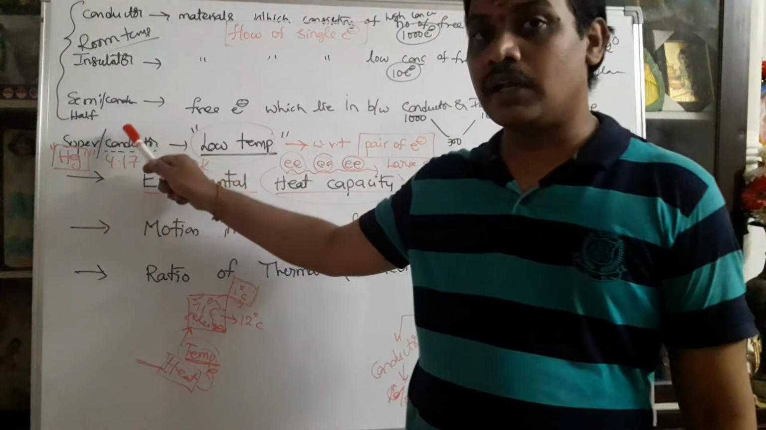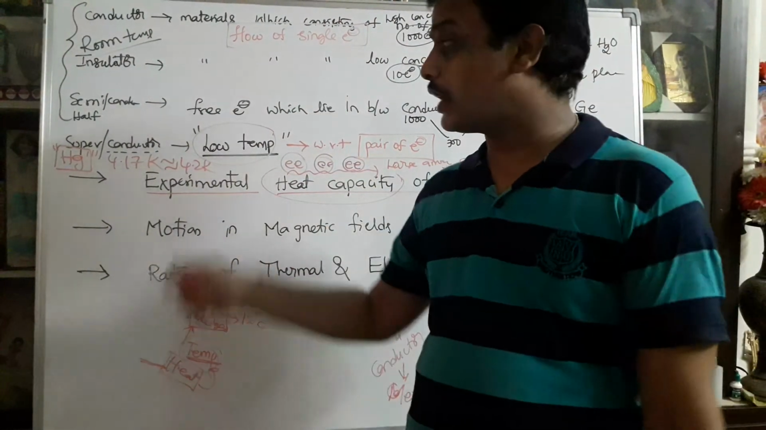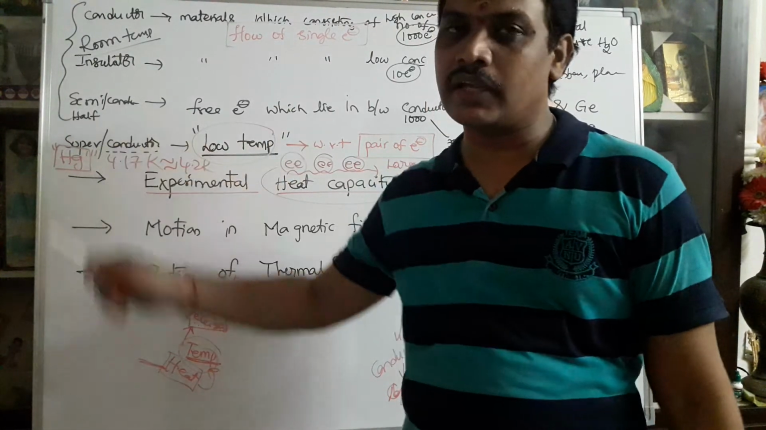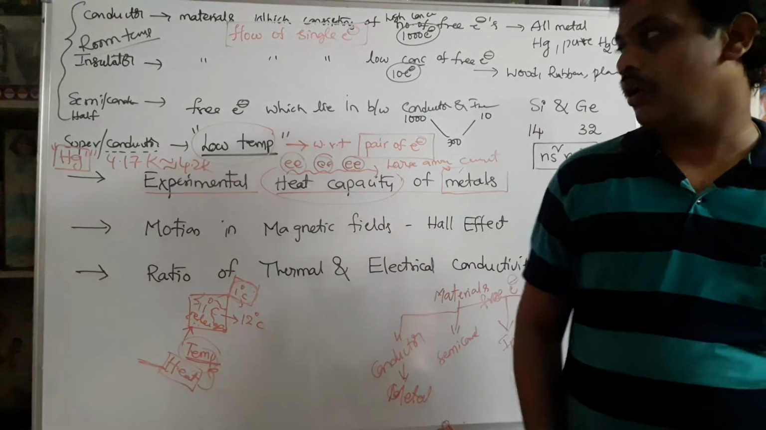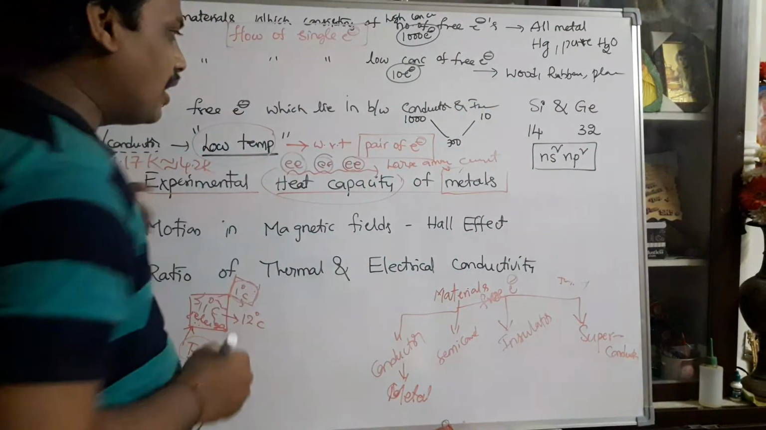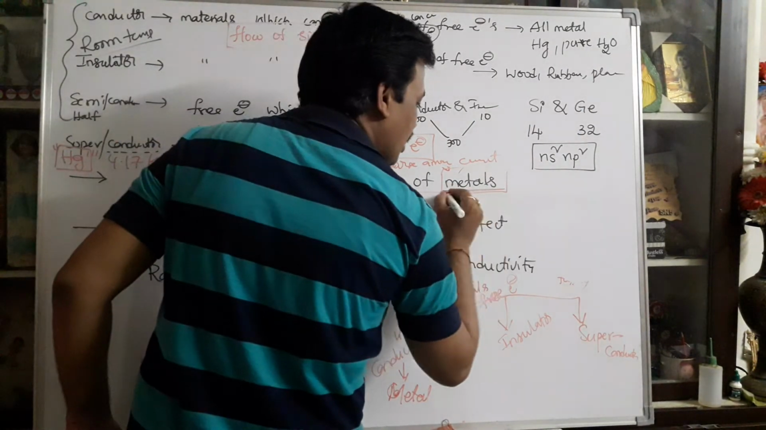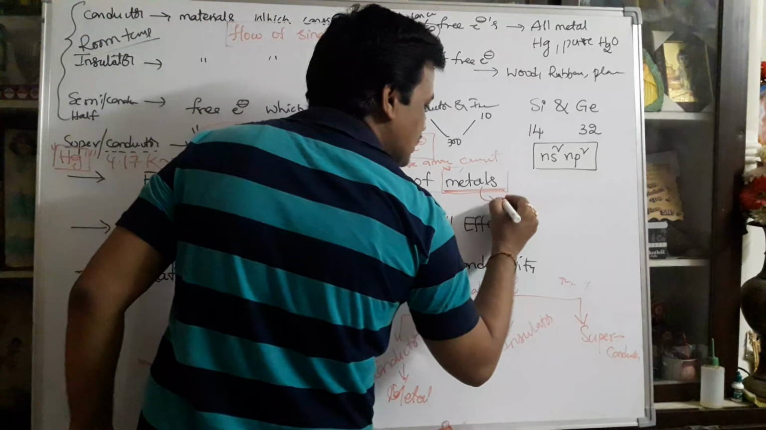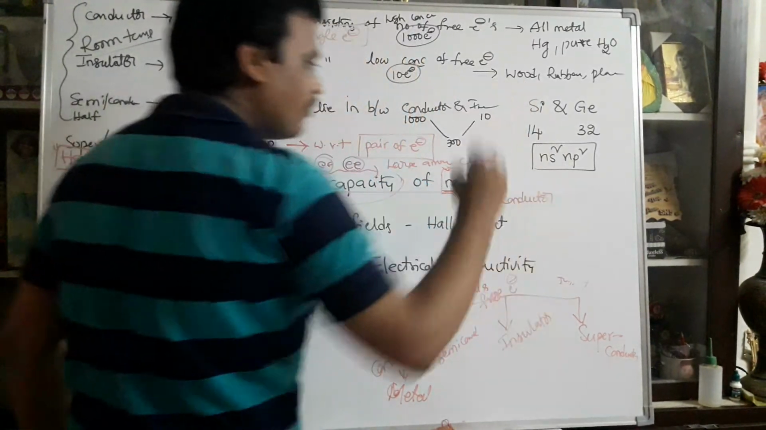Superconductors are covered in unit number 4. We will explain superconductors clearly in that further unit. That is why we are choosing this classification. Here metals are existing. What are metals? Metals are the best example for conductors.